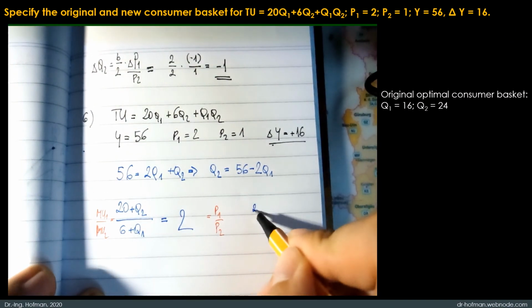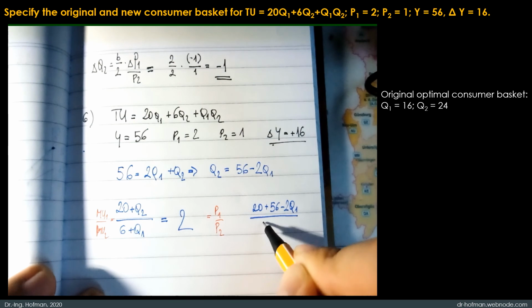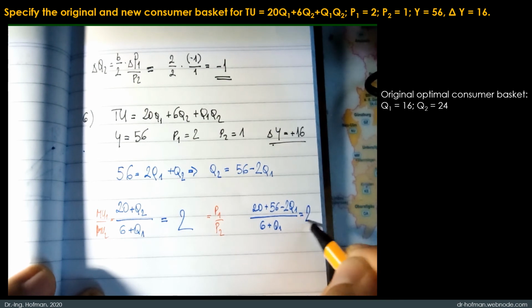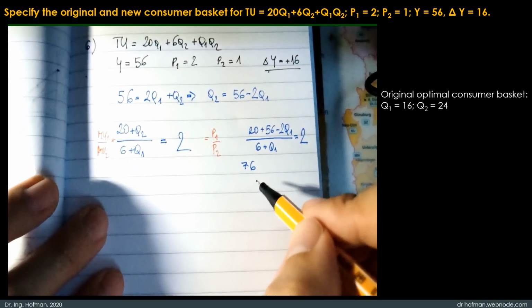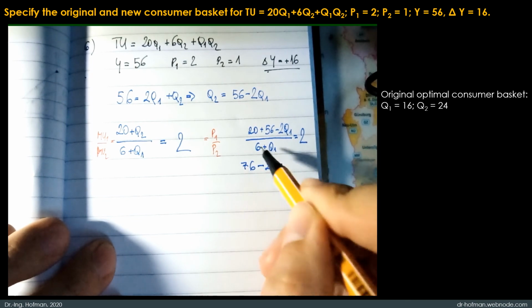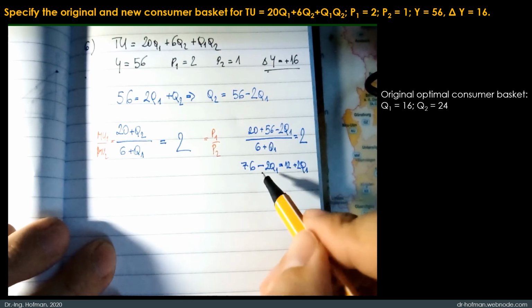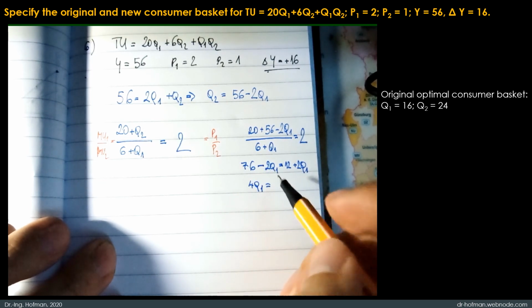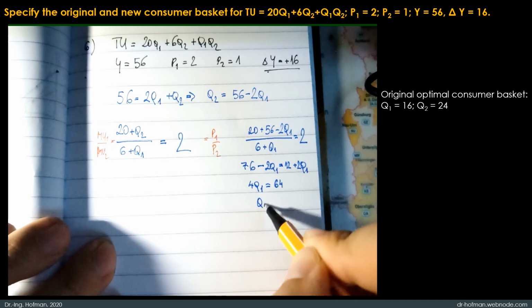Let's substitute Q2 in the denominator. (20 plus 56 minus 2Q1) over (6 plus Q1) equals 2. 76 minus 2Q1, and now I multiply by the denominator. 12 plus 2Q1, all Q1s to the left and all numbers to the right. It's 64, and that's why Q1 is 16.